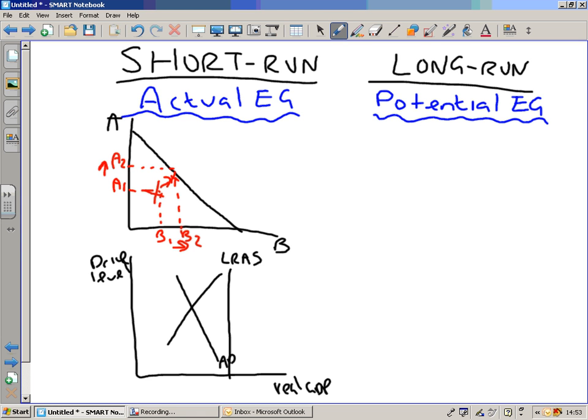We have AD, we have SRAS. We've got our equilibrium point. If AD was to increase to the right, we can see that the economy will get closer to its potential at Y star. We can also see that if SRAS was to move to the right, maybe due to lower production costs, then again, we're actually producing more within our economy.